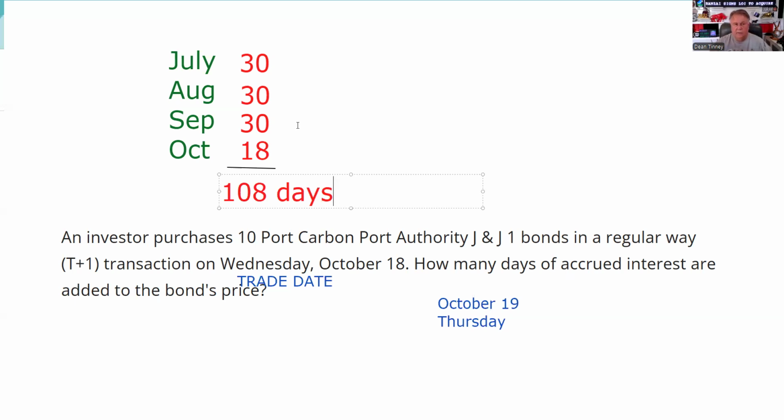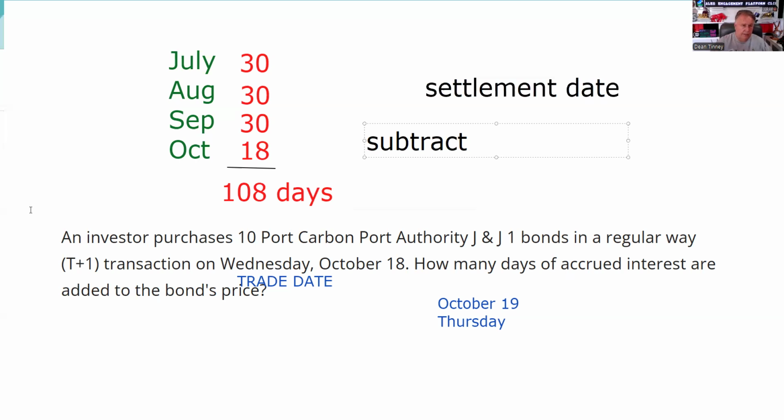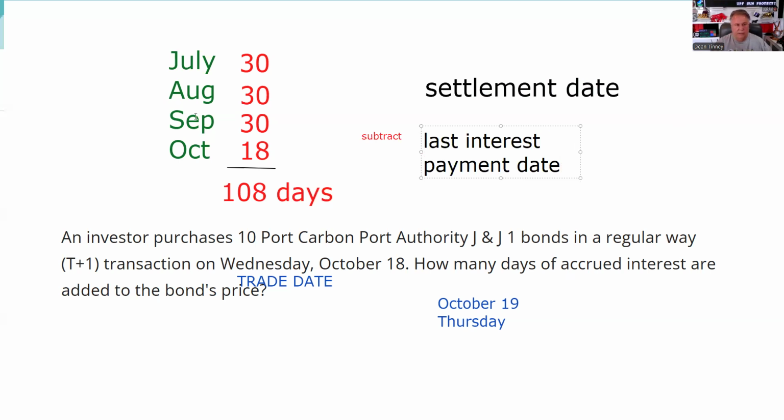How many days? Now, another way you can do this, if you want to use my shortcut, for lack of imagination, I call what I just showed you the long method, but you can take settlement, and you can subtract the last interest payment date. And that too will get you the answer. And when people miss this, they usually miss it by one day. So we want to use the shortcut.